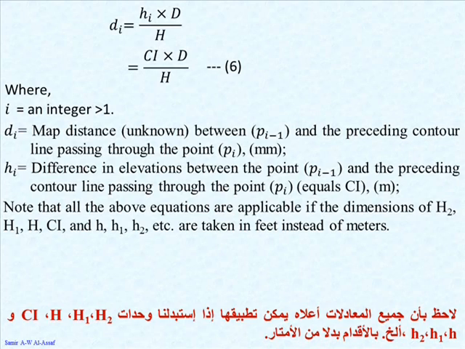Small d sub I is the map distance, which is unknown, between small p sub I minus 1 and the preceding contour line passing through the point p sub I in millimeters. Small h sub I is the difference in elevations between the point p sub I minus 1 and the preceding contour line passing through the point p sub I, which is equal to the contour interval in meters. Note that all the above equations are applicable if the dimensions of capital H sub 2, capital H sub 1, capital H, the contour interval, and small h sub 1, small h sub 2, etc. are taken in feet instead of meters.